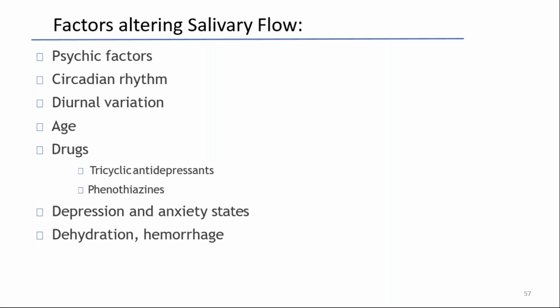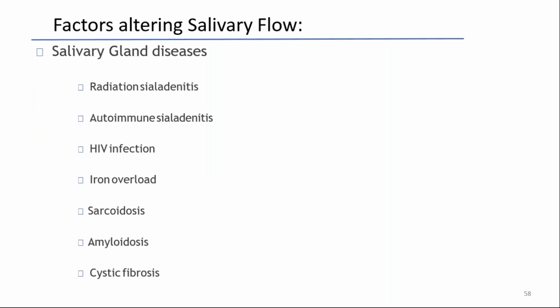So there are different factors which alter the salivary flow. There are psychological factors, circadian rhythm, diurnal variation, age, drugs, depression, dehydration, etc. A dehydrated patient always has a decreased flow of saliva, because there is no water in the body to produce saliva. These are the different factors which alter the salivary flow.